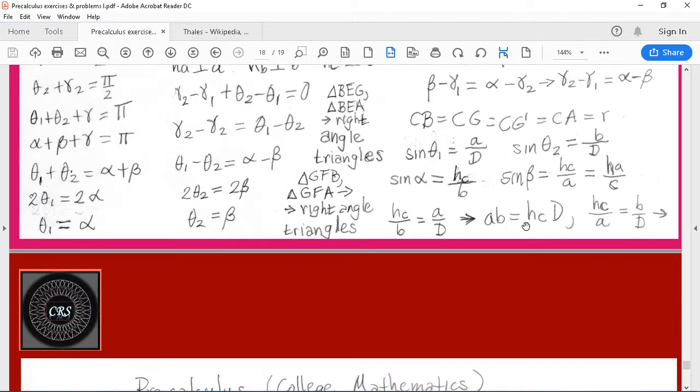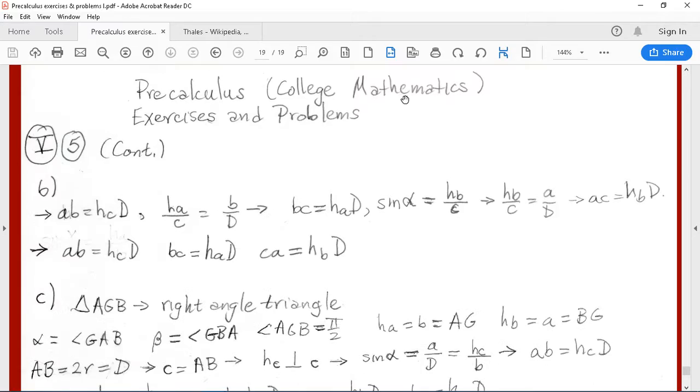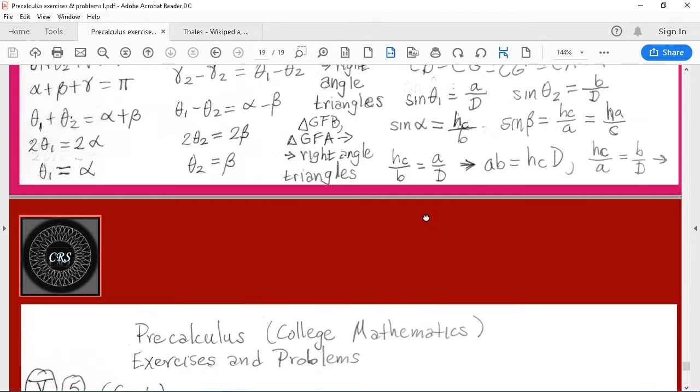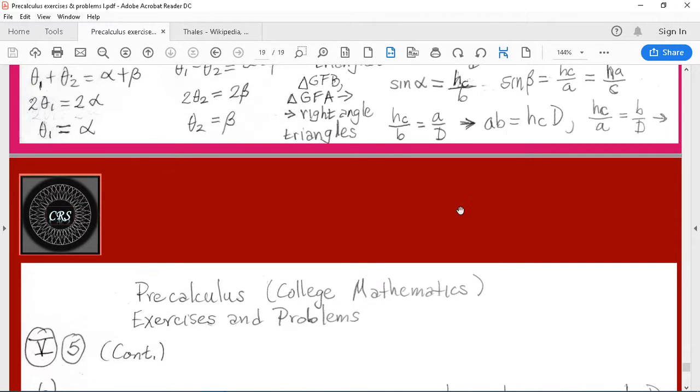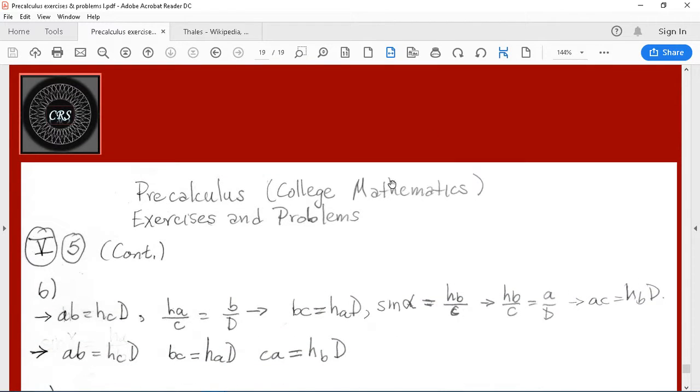We also have that hc over a, which is sine of beta, equals sine of theta 2, which is b over d. So hc over a equals b over d, which means then that ab equals hc times d. We also have that ha over c, which is the sine of beta, equals b over d. And then we have that bc equals ha times d.